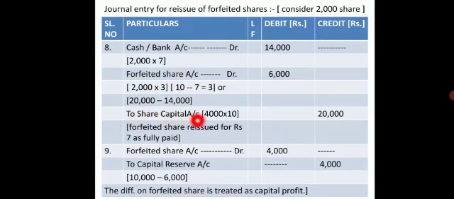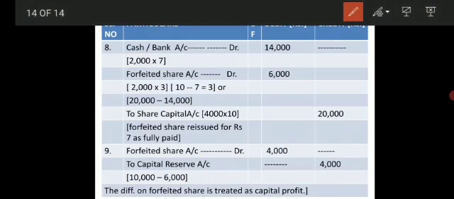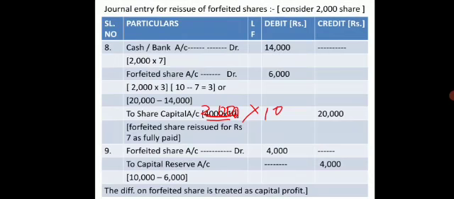Next, to share capital, that is, we already have 2,000 shares. So these 2,000 shares have to be multiplied by 10. I will get 20,000. So by mistake it is written 4,000. While editing there was a mistake, so it should be 2,000 shares. It should be 2,000 into 10, which gives me 20,000. So forfeited shares reissued at rupees 7 as fully paid.